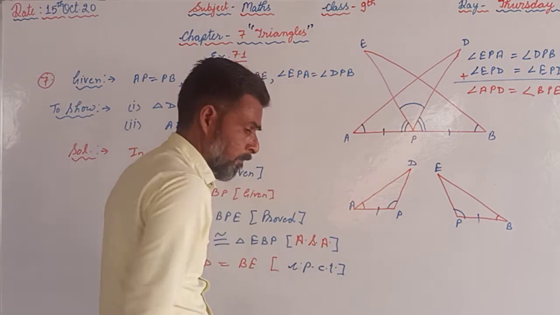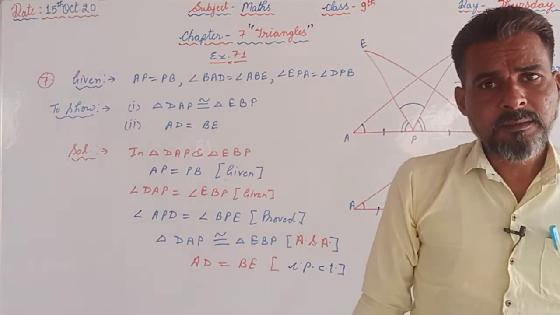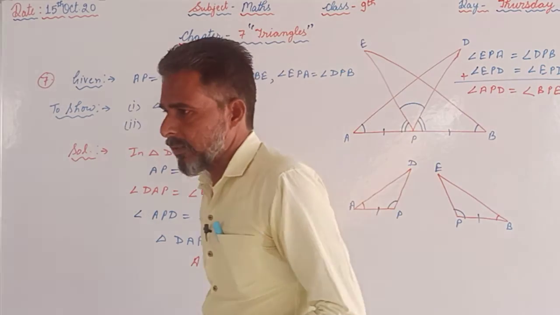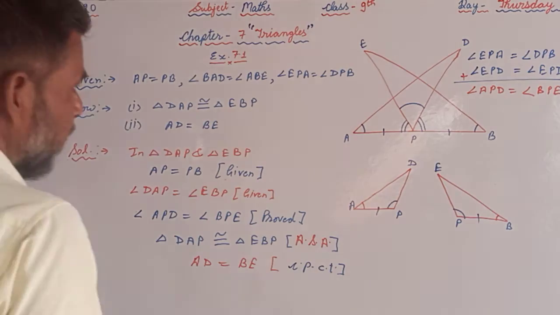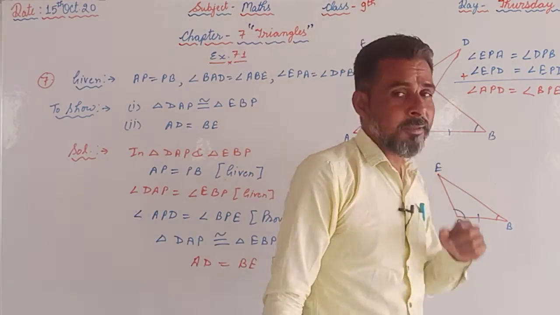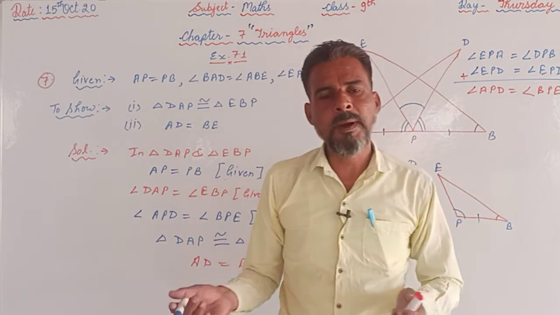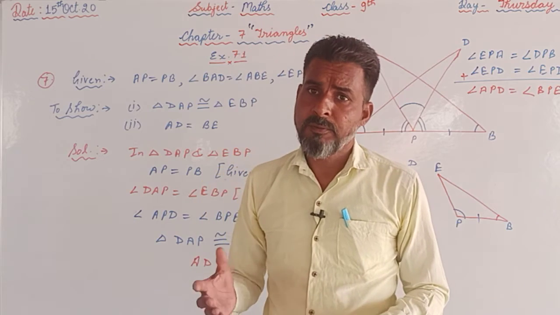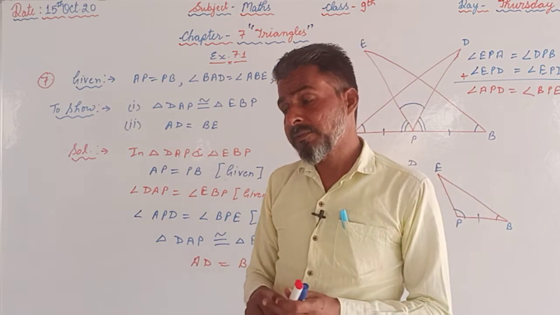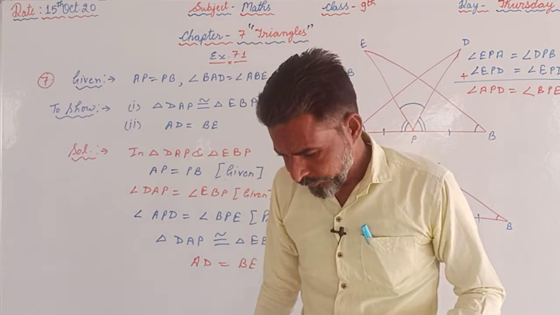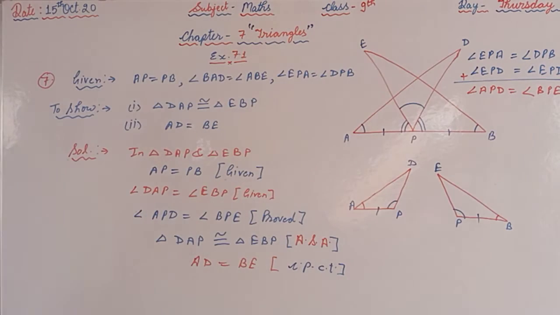What is CPCT? That is corresponding parts of congruent triangles. If the triangles are congruent, then their corresponding parts will also be equal. How many corresponding parts are there? There are 6 corresponding parts. So if we have already proved the triangles are congruent, then we can say their corresponding parts will also be equal. So this was question number 7.